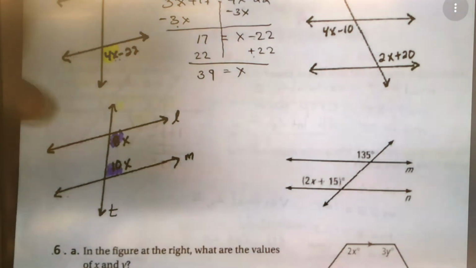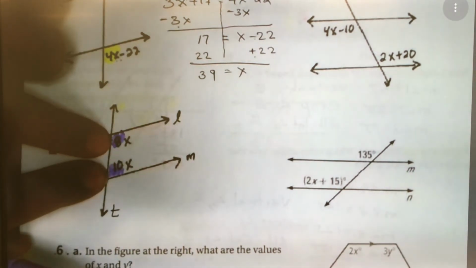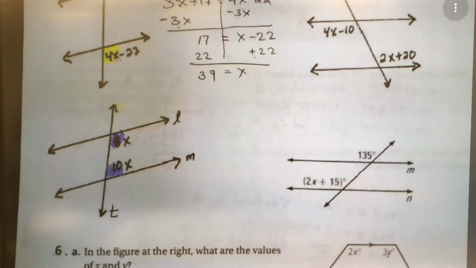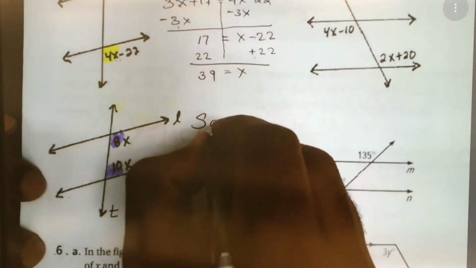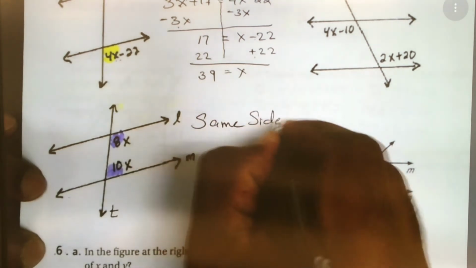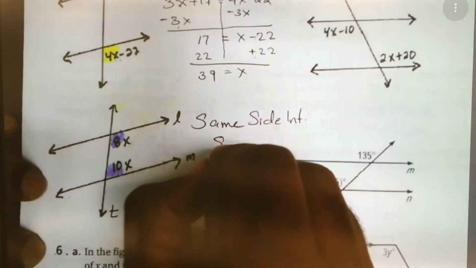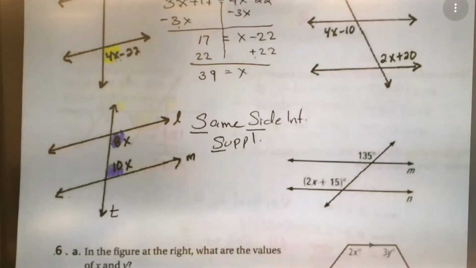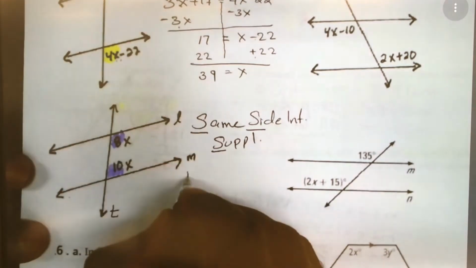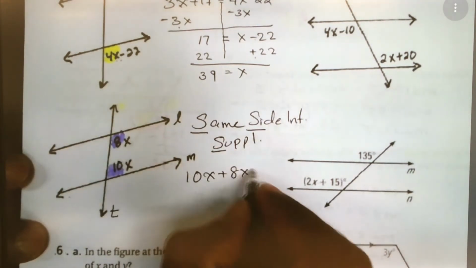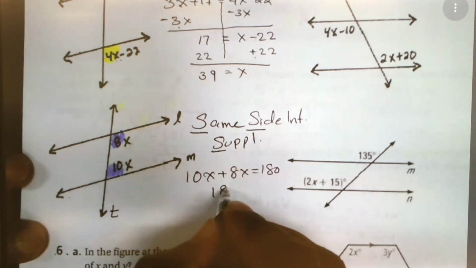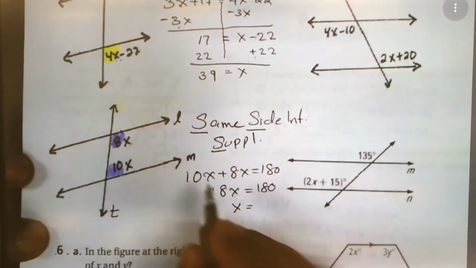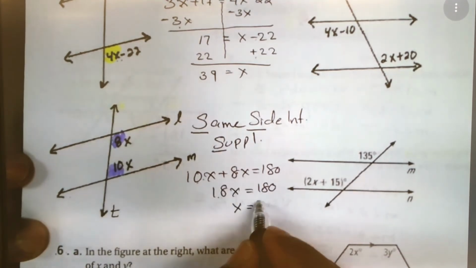When you look at that one, those two angles are on the same side of the transversal and inside the parallel lines. So they are same side interior angles. So they are supplementary. So look at S, S, S. They are supplementary. That means they add up to 180. So you can write 10x plus 8x is equal to 180. That means 18x is equal to 180. That means x is equal to, combine the like terms and divide by 18, you get x is equal to 10.